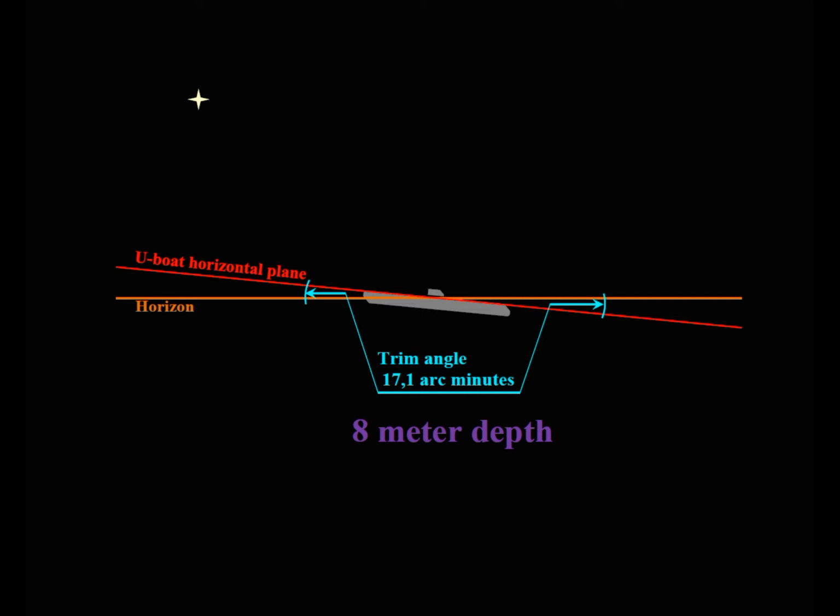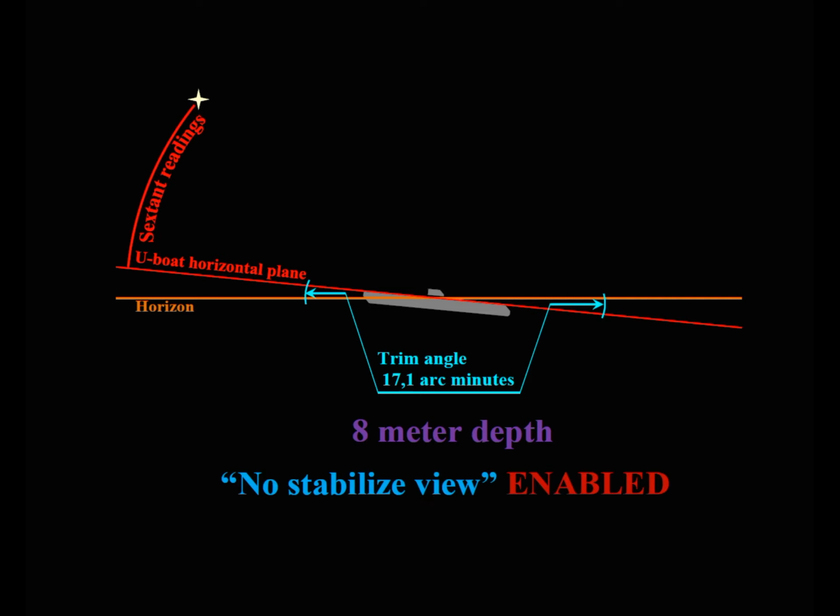If you are playing in high realism, then you need to keep in mind that when the No Stabilized View option is enabled, then SH5 sextant readings are counted from the U-boat horizontal plane, but not from the horizon. If you are measuring the altitude of a star whose azimuth is 0, add 17.1 arc minutes to the sextant reading.